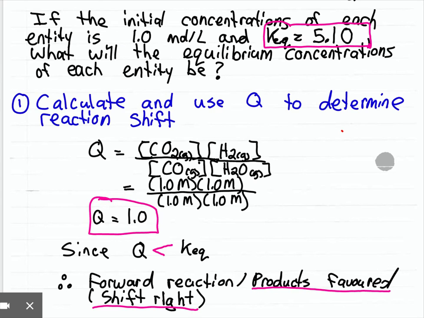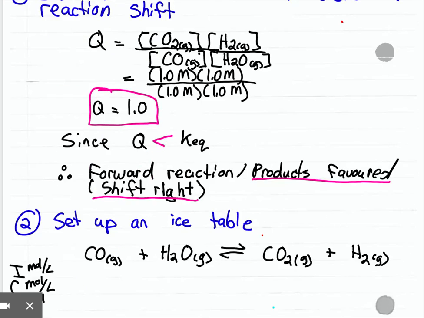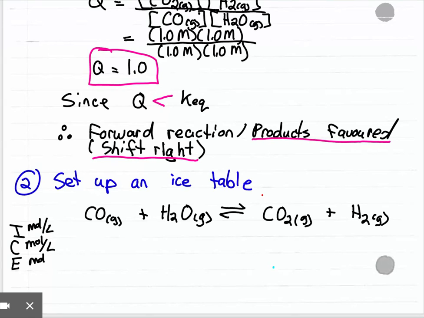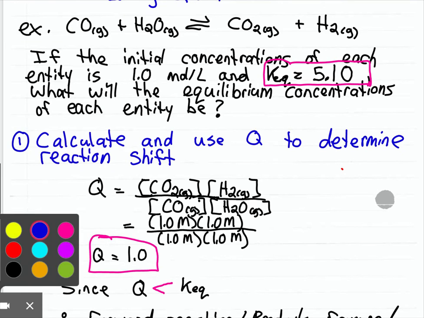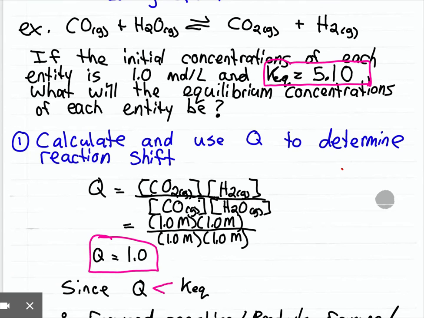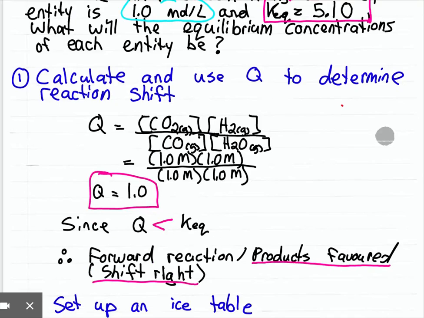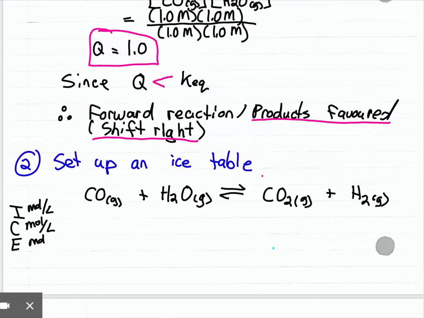Our next step is to set up an ICE table. So I have a skeleton ICE table here. I'm going to scroll back up, because we know from our initial problem that the initial concentration of everything is 1.0 mole per liter. So I'm going to bring that down to our ICE table, and I'm going to pop that in. Now, I'm not going to write my units in after every number in my ICE table because I have put it beside the I, the C, and the E. I'm going to hit pause. All right, so we have our initial concentrations in for everything, and now we have to do change.